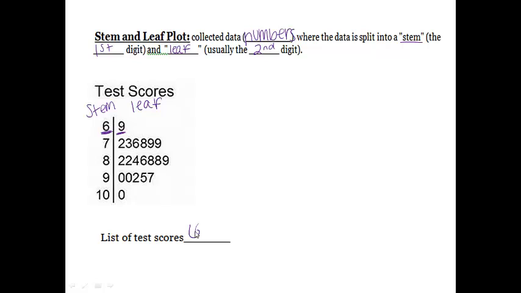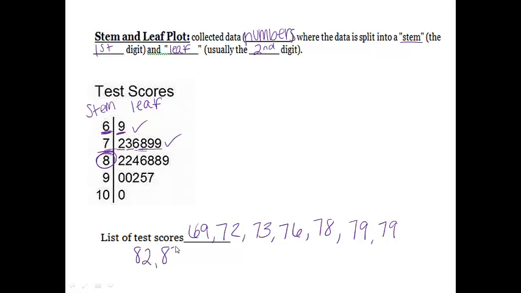So when I'm rewriting my data, I'm going to write 69, then I'm going to write 72, then 73, 76, 78, 79, 79. So I'm going to rewrite all that. 72, 73, 76, 79, 79. Now I finished with the 60s and I finished with the 70s. So this is going to be the what? The 80s. So you have 82, 82, 84, 86, 88, 88, 89. So we finished the 80s.